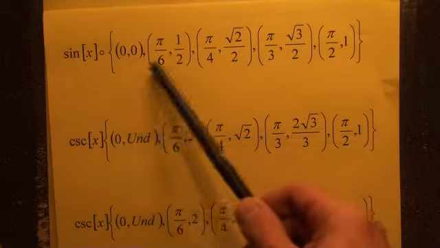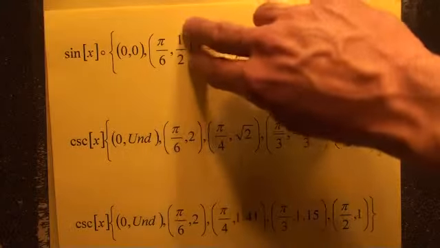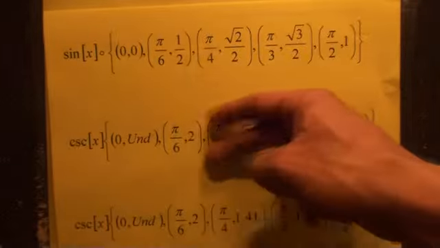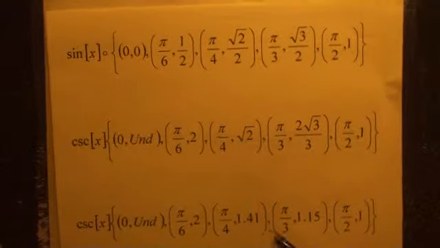Here's the first quadrant: 0, 30, 45, 60, 90 degrees. There you have it. Cosecant is obviously the inverse. So sine 30 is 1/2, so cosecant 30 is 2 over 1, and so on. You just reverse these, flip them over, and there are the decimals you get.